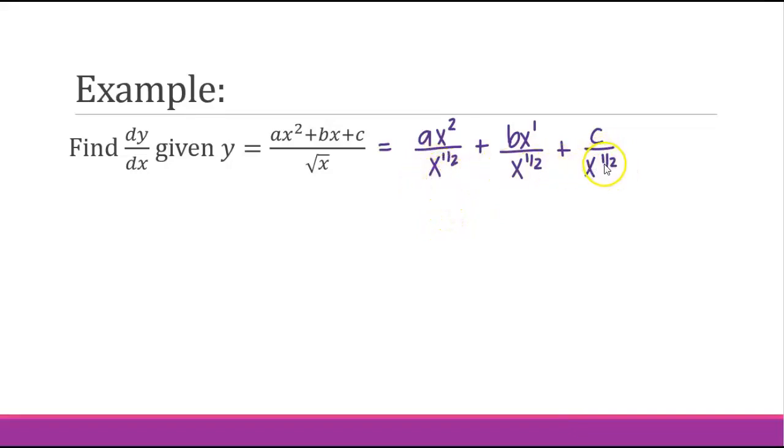So I haven't taken any derivatives yet. I'm just doing a little bit of simplification. And I'm not quite done yet. I mean, I still have quotients. Now I have 3 quotients. But what I can do is I can subtract, since these have the same base.